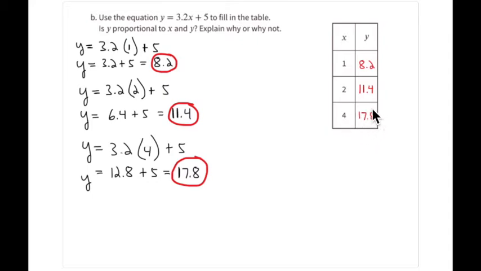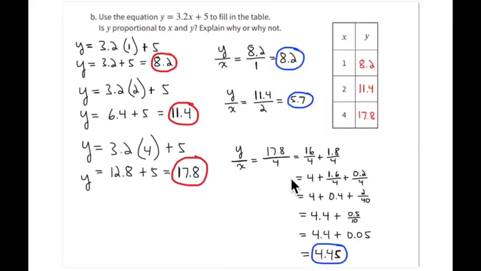So you take this amount of 17 8/10, and you divide it among these 4 units of x to figure out how much you get per single unit x. If that's a constant amount, then this is a proportional relationship. But we know in this case it's not a constant amount, because you're always adding this 5. So 8 2/10 divided by 1, 11 4/10 divided by 2, and 17 8/10 divided by 4.